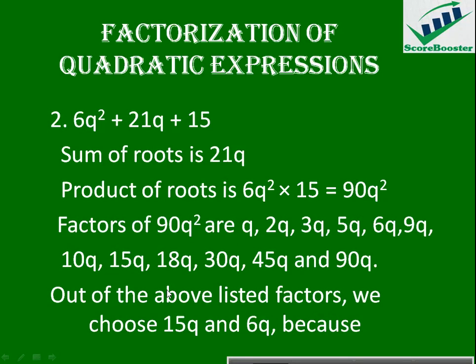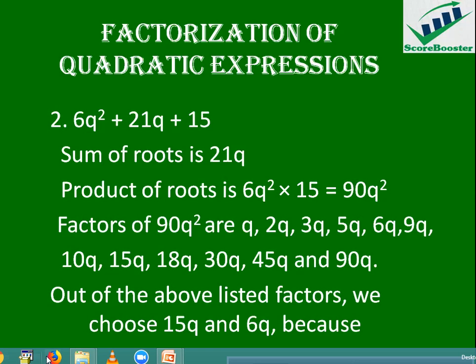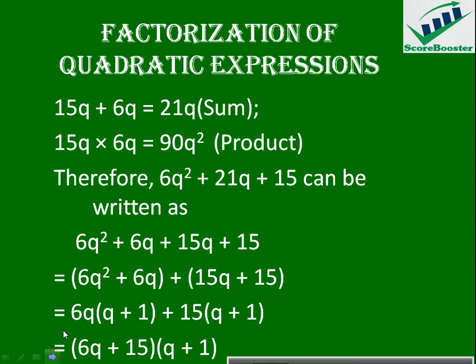So out of the above listed factors, we choose 15q and 6q because 15q plus 6q will give you 21q, and that is the sum. And 15q multiplied by 6q will give you 90q squared. That is the product. So now write your middle term 21q in terms of 15q and 6q. So you rewrite 6q squared plus 21q plus 15 as 6q squared plus 15q plus 6q plus 15.